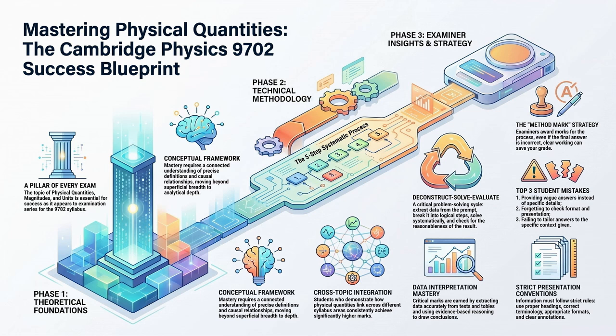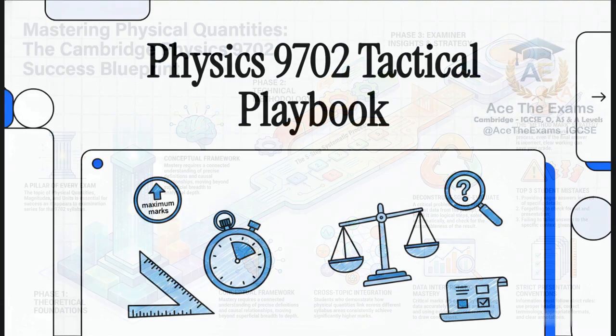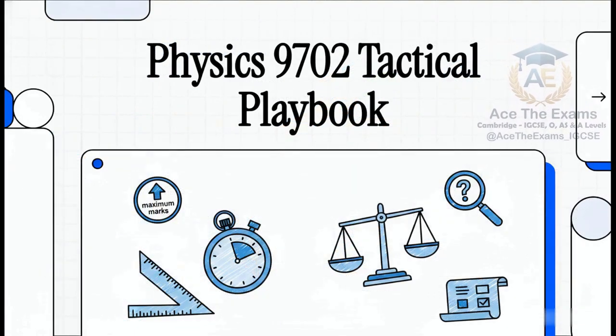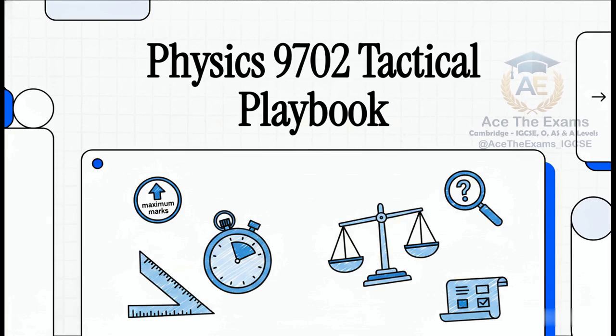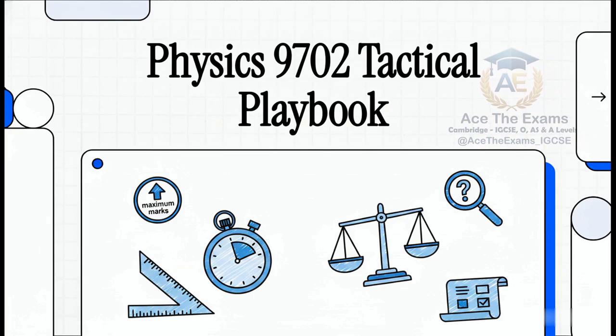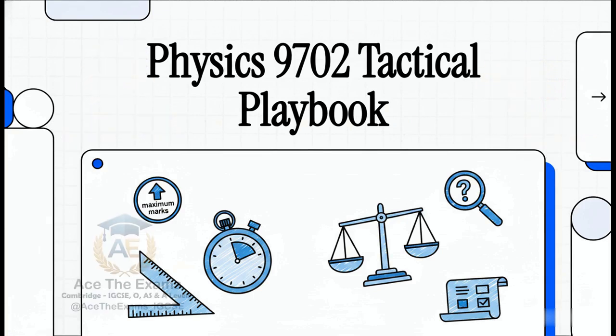Welcome to This Explainer. I am absolutely thrilled you're joining us today because right now we are embarking on a highly specific, high-stakes tactical mission. Think of yourself as a secret agent for a moment, and your mission objective is simple but critical. We are going to extract maximum possible marks from the Cambridge AS and A-Level Physics 9702 exam. Specifically, we are going completely tactical on that foundational yet notoriously tricky area: physical quantities, their magnitudes, units, and estimates.